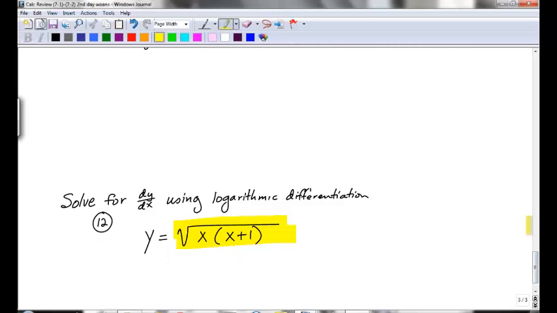Okay, y equals the square root of x times the quantity x plus 1. Use logarithmic differentiation to find the derivative. And you have more than one example in your notes and problems to look at.